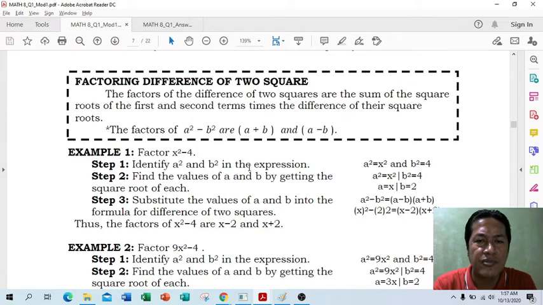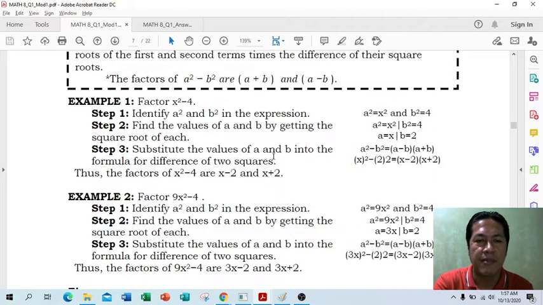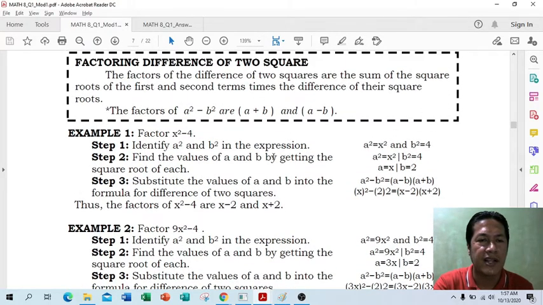Factoring the difference of two squares. The factors of the difference of two squares are the sum of the square roots of the first and second terms times the difference of the square roots. So the factors of a squared minus b squared are a plus b and a minus b. That is the formula, or property, for factoring the difference of two squares. It is like a formula. Okay?